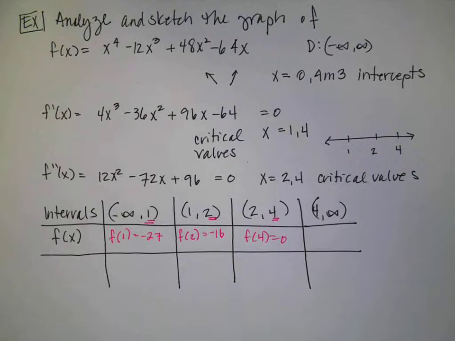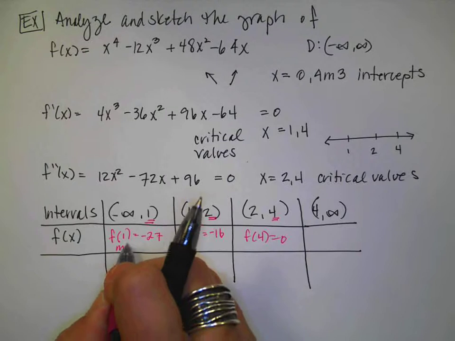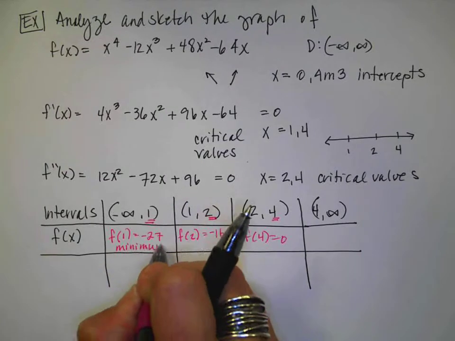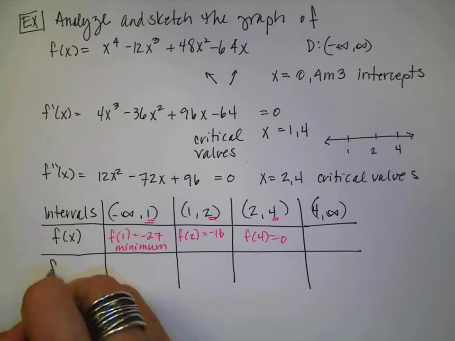So that's my first evaluation point. You'll notice that I have a minimum right there at a negative 27, okay? So I'm just going to write that in my little table.